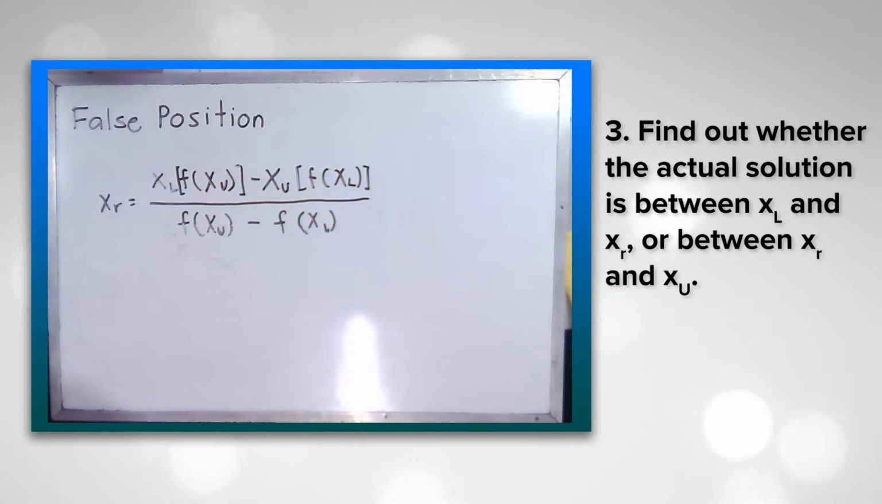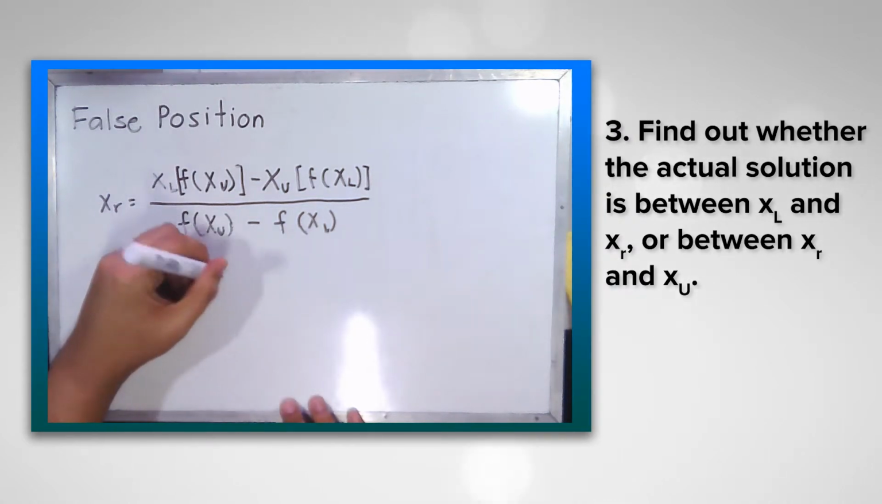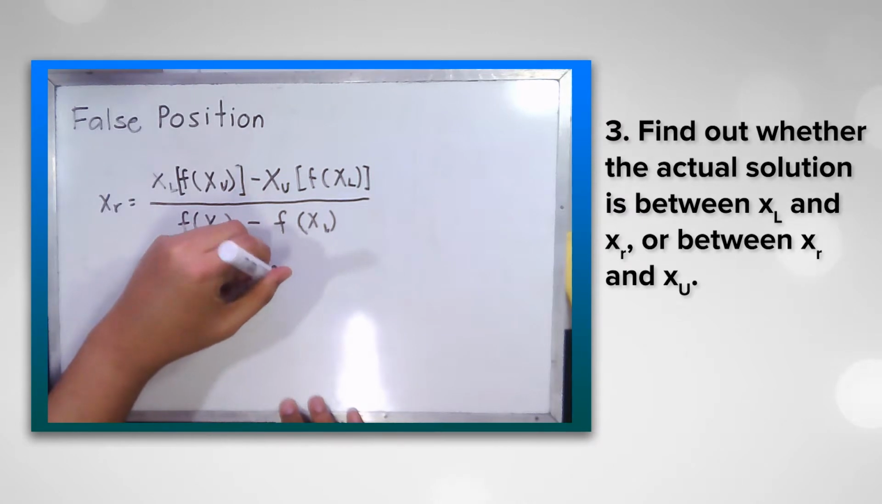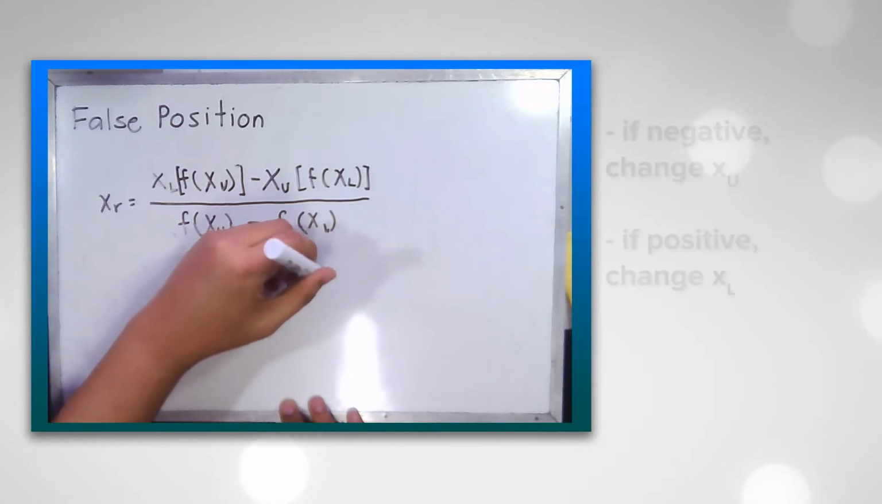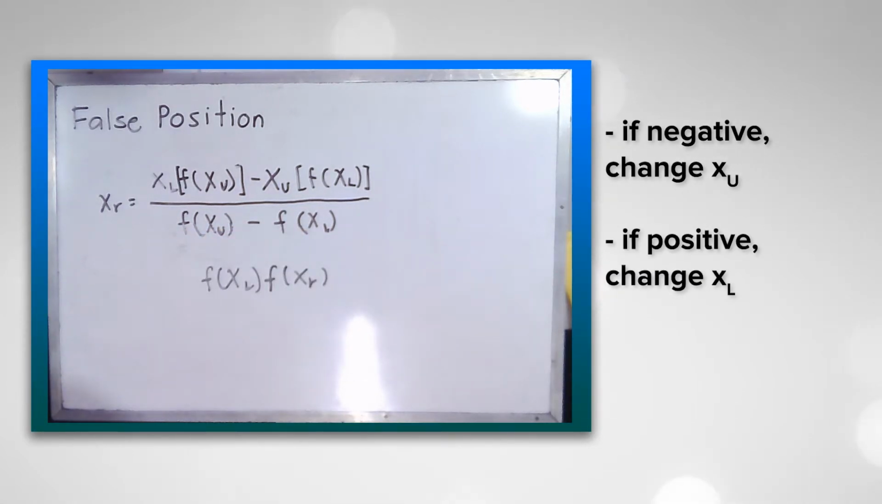We have the conditions, like in the bisection method, that if f of x sub l multiplied by the value of f of x sub r is negative, the solution lies between x sub l and x sub r. Therefore, on the next iteration, we should change the value of x sub u. On the other hand, if their product is positive, the solution is between x sub r and x sub u. Therefore, we will change the value of x sub l in the next iteration.